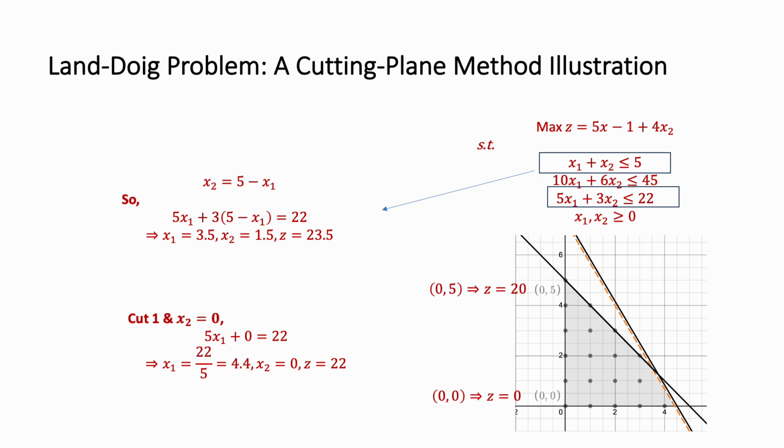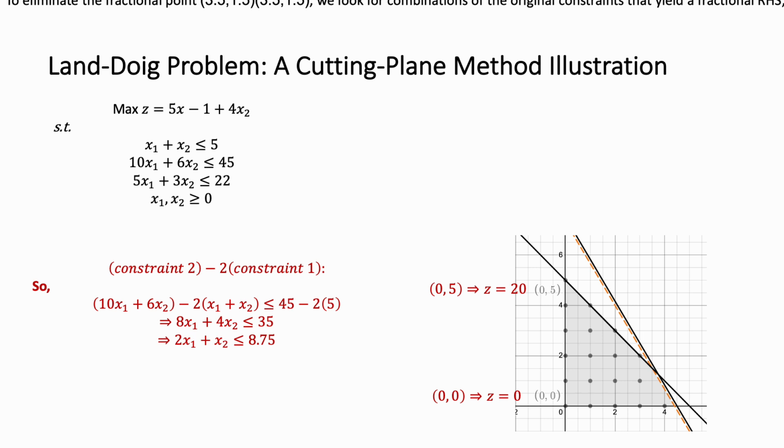Okay. Now let's see cut 1 and x sub 2. So if x sub 2 is 0, we substitute it into cut 1. Then we get x sub 1 equals 22.5 or 4.4, and then x sub 2 is 0, and z is 22. Okay. Now, to eliminate the fractional point that we got earlier, we look for combinations of the original constraints that yield a fractional right-hand side, and then we floor the right-hand side to produce a valid integer inequality.